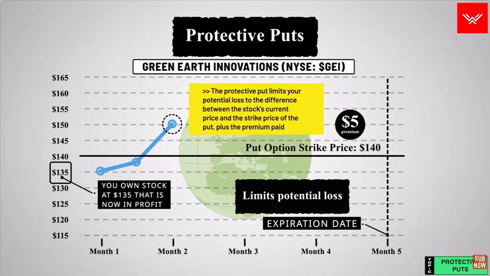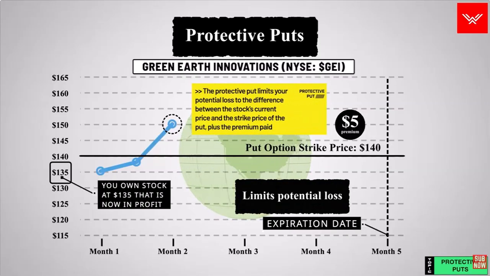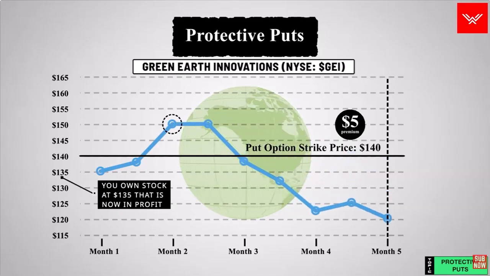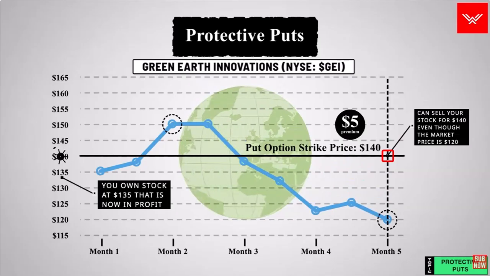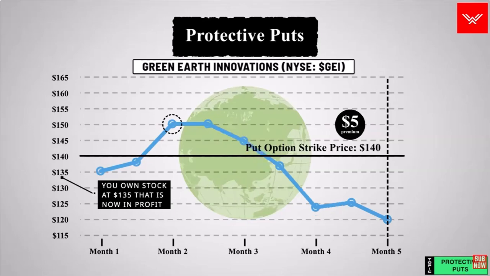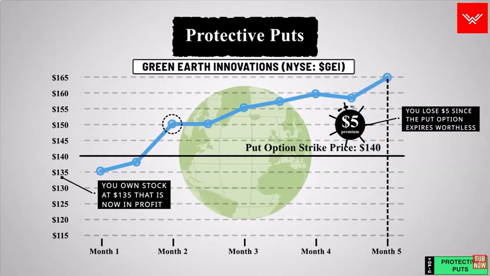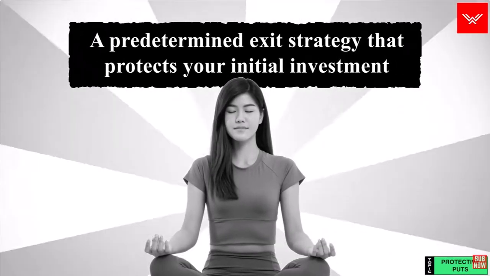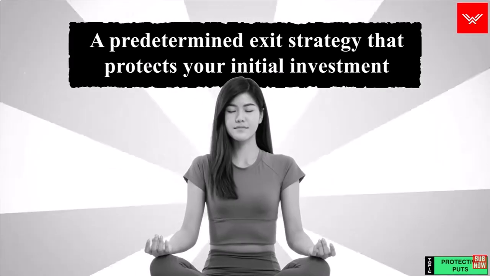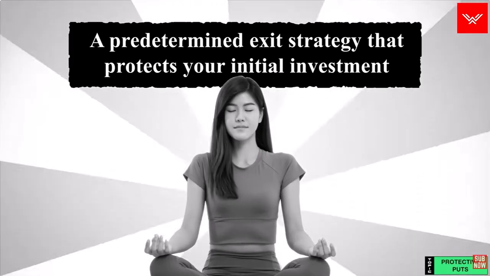The protective put limits your potential loss to the difference between the stock's current price and the strike price of the put, plus the premium paid. If Green Earth Innovations stock drops to $120, you can exercise your option to sell at $140, significantly reducing your loss. However, if the price remains stable or climbs, the premium paid for the put cuts into your profits. Essentially, you're paying for peace of mind, ensuring that no matter how the market swings, you have a predetermined exit strategy that protects your initial investment.